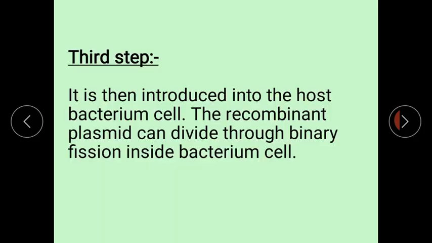In the third step, it is then introduced into the host bacterium cell. Okay, the recombinant plasmid is introduced into the host bacterium cell. The recombinant plasmid can divide through binary fission inside the bacterium cell. Okay, what is binary fission? The process in which the DNA replicates itself and the cell divides into two. Okay.